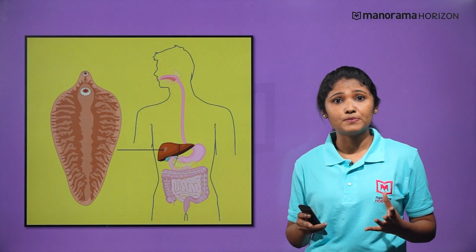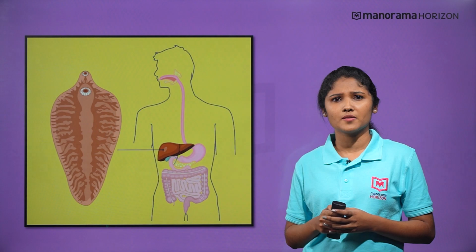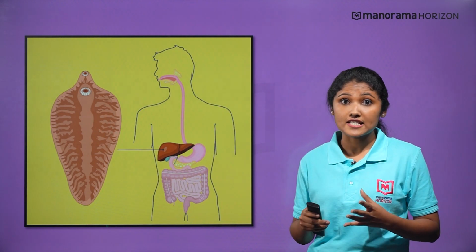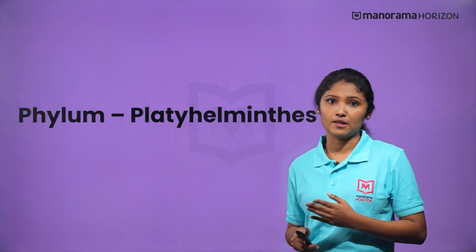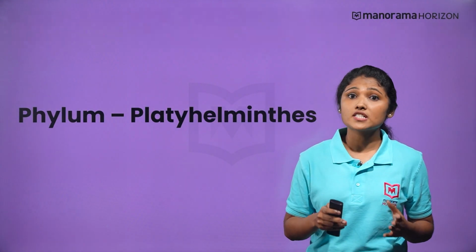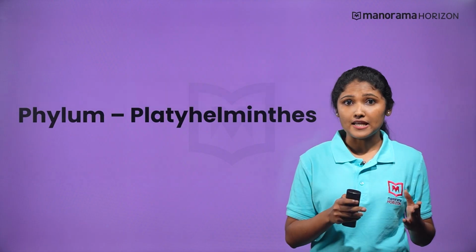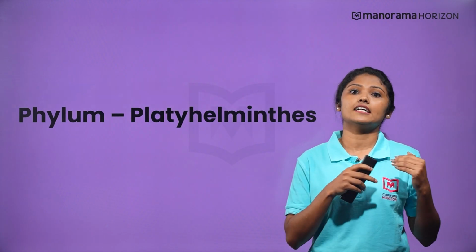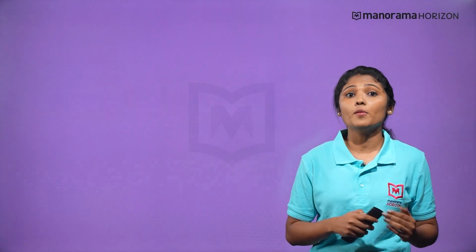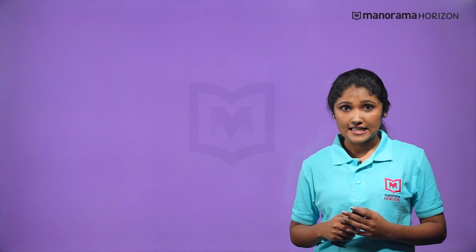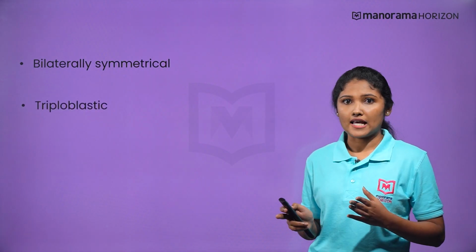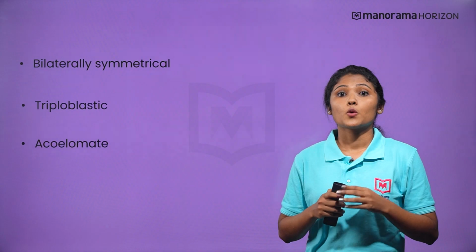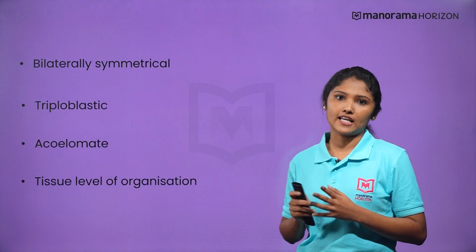Have you heard of people having worms in their brain or stomach? Some of the worms infesting humans and animals belong to the phylum Platyhelminthes. They are mostly endoparasites, which means they live inside other animals. They are commonly called flatworms since they are dorsoventrally flattened. They are bilaterally symmetrical, triploblastic, and acoelomate with tissue level of organization.